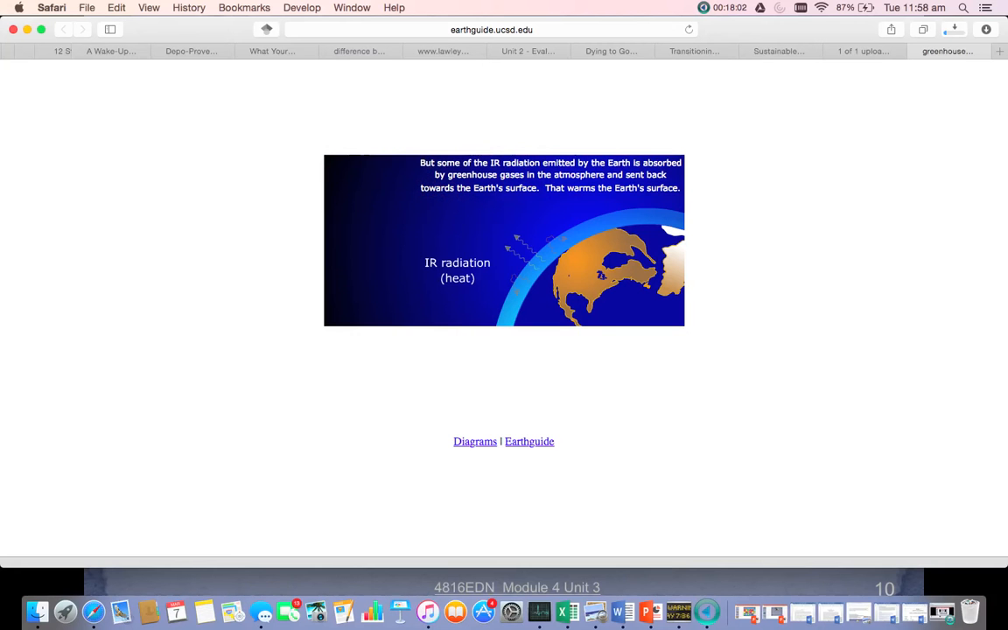Okay, but some of the infrared radiation emitted by the Earth is absorbed by what we call greenhouse gases in the atmosphere. So gas molecules that sit in this atmosphere absorb that infrared energy and then they send it back to the Earth's surface, and this is how the Earth's surface gets warmed.